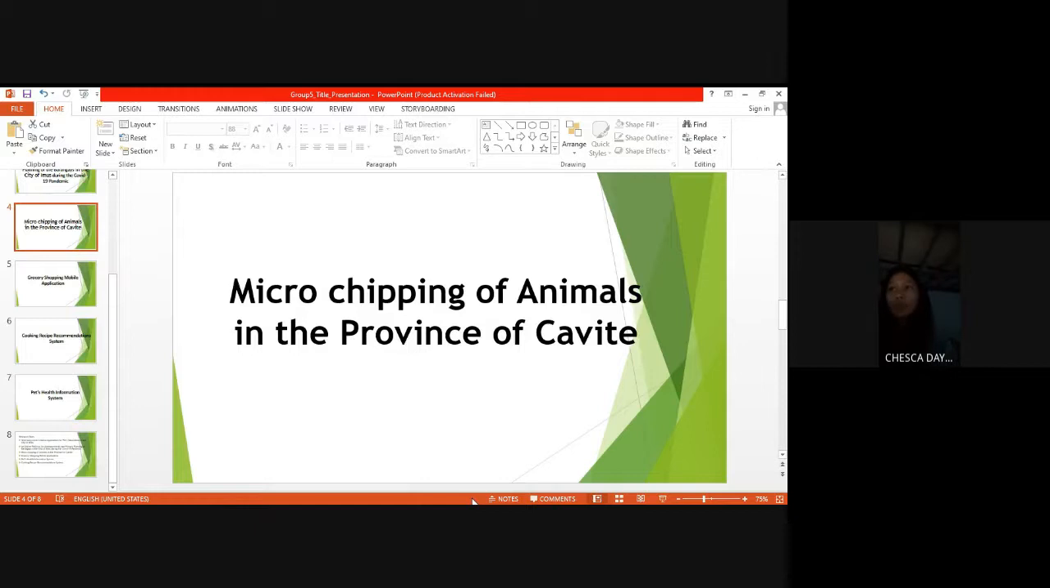Microchipping is one of the best things to do with your pets. It has an identification number programmed to it. It helps identify your pet. It is a permanent identification that cannot be lost, altered, or destroyed. The microchip will stay with your pets for life. Microchipping in the province of Cavite is not yet well known. Some pet owners don't have any idea about this.